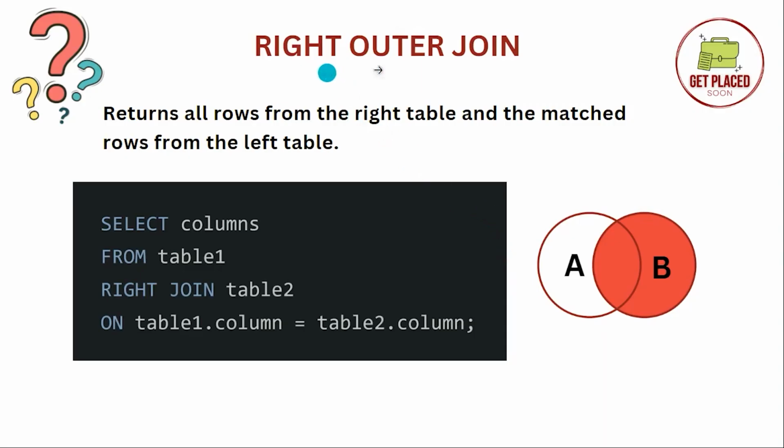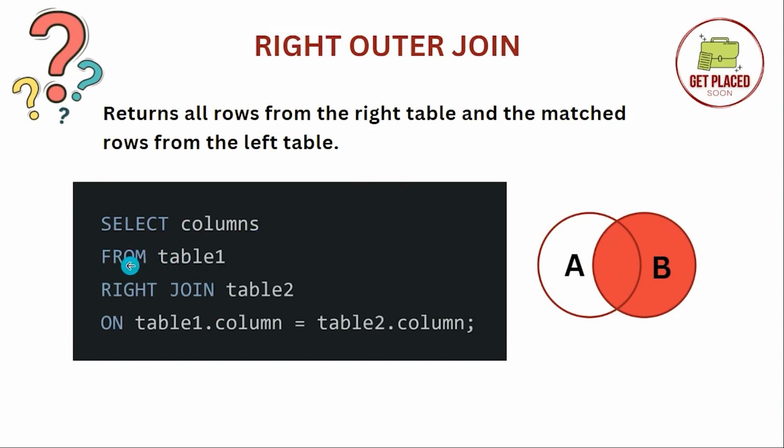Let's discuss right outer join. It returns all the rows from the right table and the matched rows from the left table. So this is the opposite of left join. Okay. So this is table A and this is table B, and this is the matched part from table A and table B. So the syntax is also same.